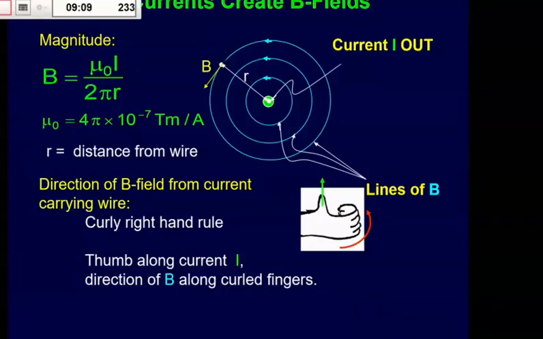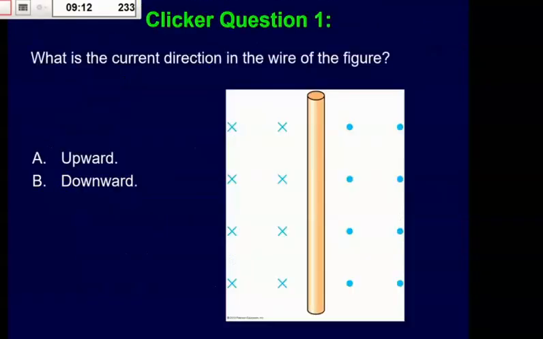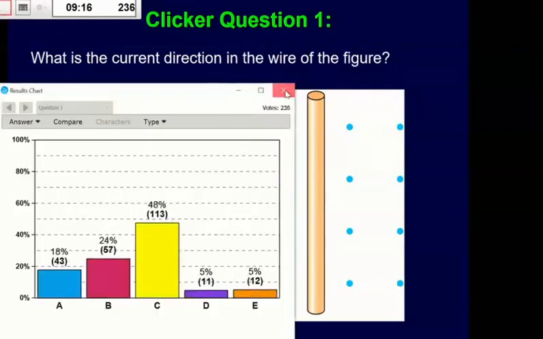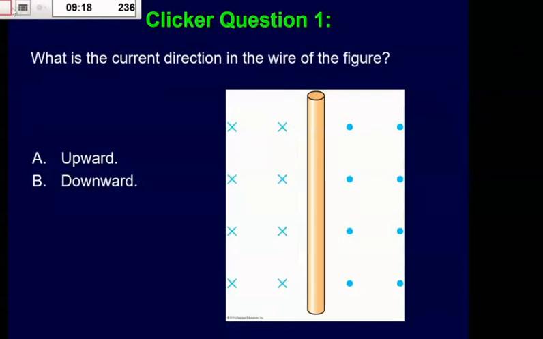And so I think that leads us to our first question from last night, which is this here. We did pretty good on it last night, but let's see how everyone's doing on it right now. What is the current direction in the wire in the figure? So we've got a wire in a figure, and they're giving you the map of the magnetic field on the side there. I want to know which way the current is going in that wire. So let's see what we think about that. Talk to your neighbors. Let me know what you think.